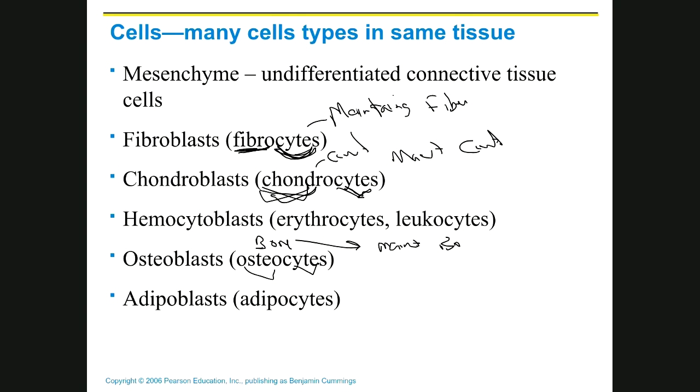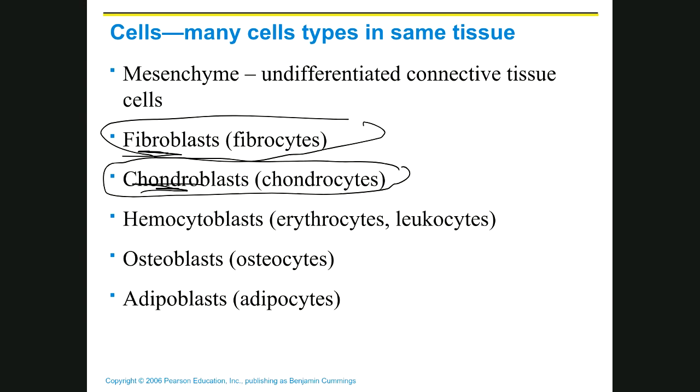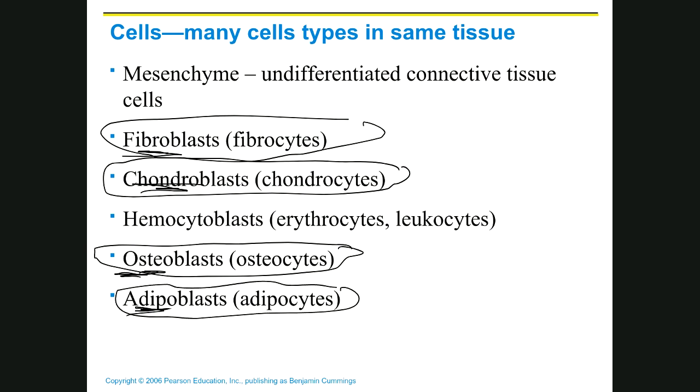So when we look at this, all of these different tissues are going to have a different cell type. So tissues with a lot of fibers are going to have this cell type. Tissues of cartilage are going to have this cell type. Tissues of bone are going to have this cell type. Tissues of fat are going to have this cell type. And then the last one, hemocyto, refers to blood. So blood is going to have this cell type. Does it make sense to everyone?